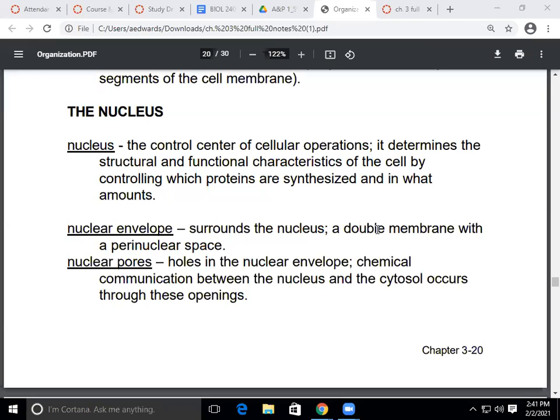So your nucleus has an envelope that surrounds it. It's a double membrane, 2 layers, and it has a perinuclear space. All right, it has a little space in between the membranes. So you also have pores in the membrane. These are holes in the nuclear envelope, and that allows for communication between the nucleus and the cytosol through those openings. Okay, so chemicals can get through.